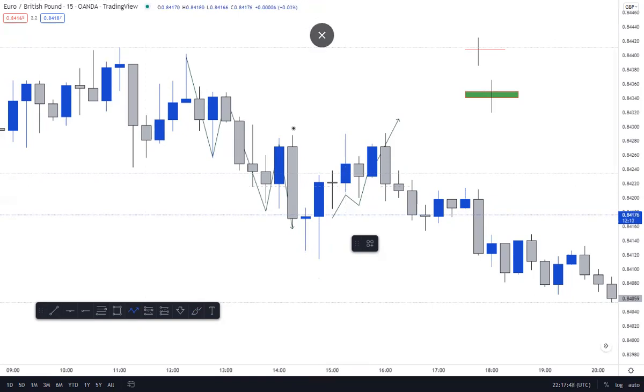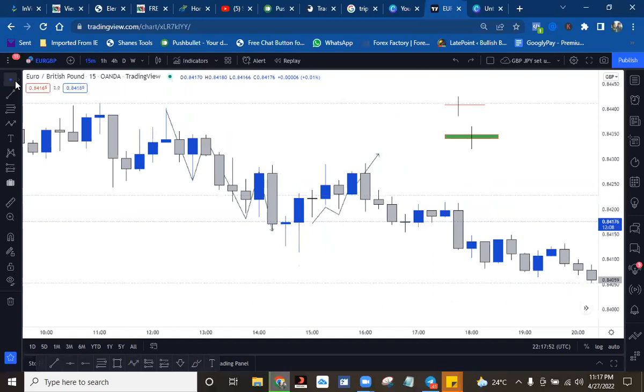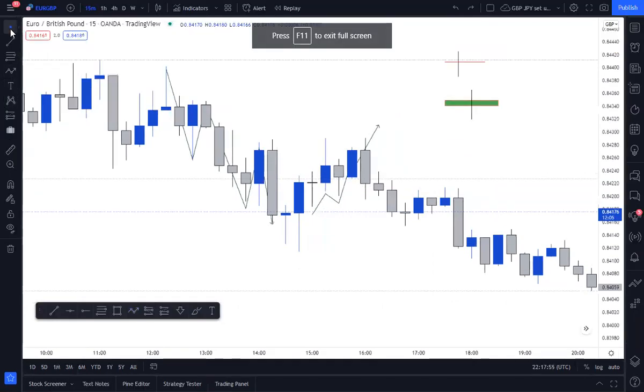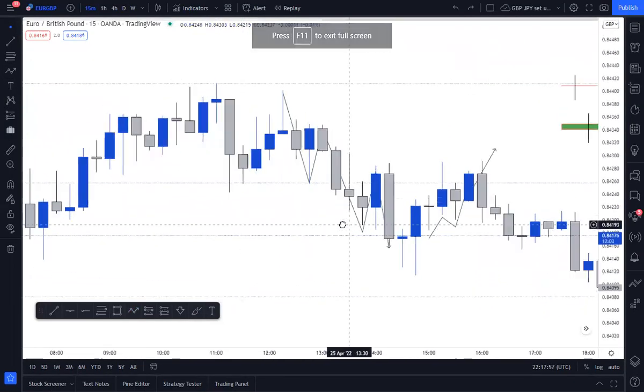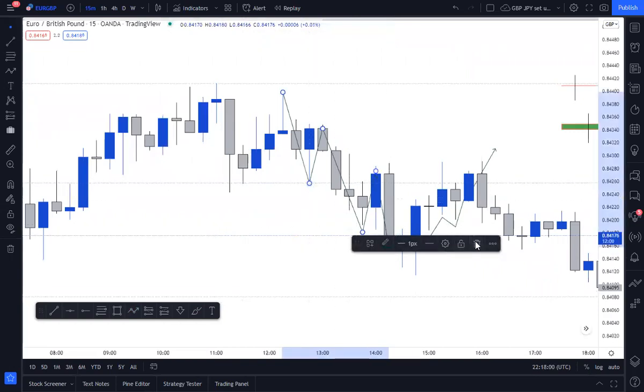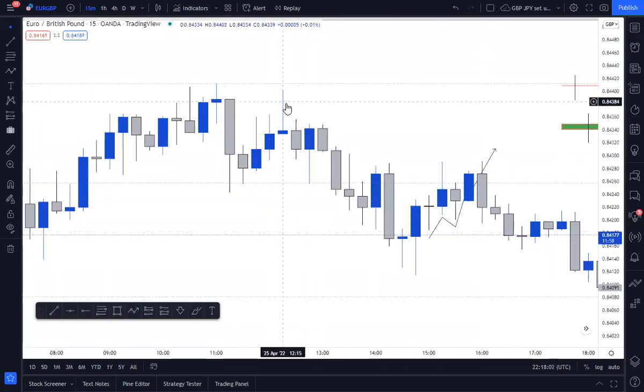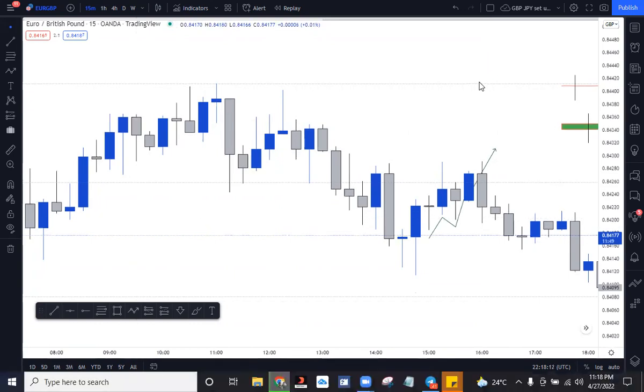So let's look at other examples. All right, we have this one here. Like I told you guys, we have the hammer, and we have the inverted hammer. So this is an inverted hammer.